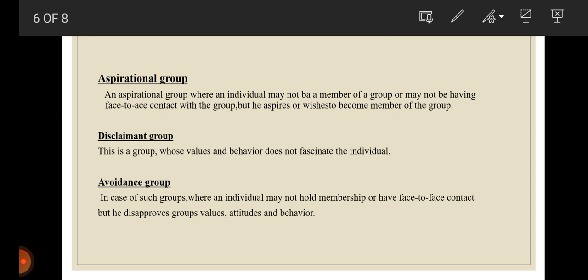Then the last is avoidance group. In case of such groups, an individual may not hold membership or have face-to-face contact, but he disapproves of the group's values, attitudes and behavior, and he or she avoids that group.